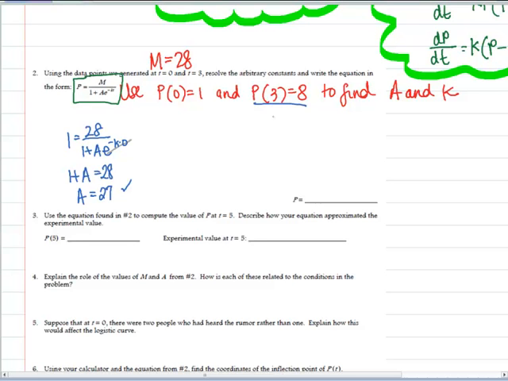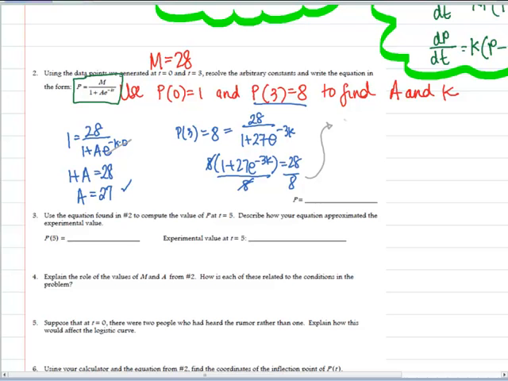Then we're going to use our next condition, P of 3 equals 8. So that means I know M is 28, 8 equals 28 over 1 plus 27 e to the negative 3k power. 8 times 1 plus 27 e to the negative 3k power equals 28. Divide by 8 on both sides. Now I'm going to do all of this without a calculator. So if you have a calculator handy, you can go ahead and certainly calculate your k value from this. 28 over 8 is 7 over 2, minus 1. e to the negative 3k equals 5 over 2 over 27.